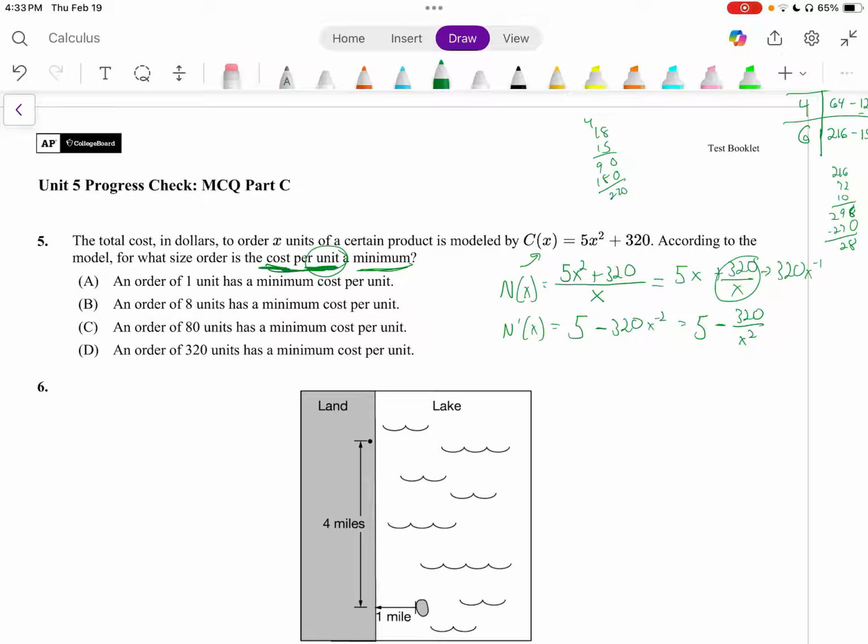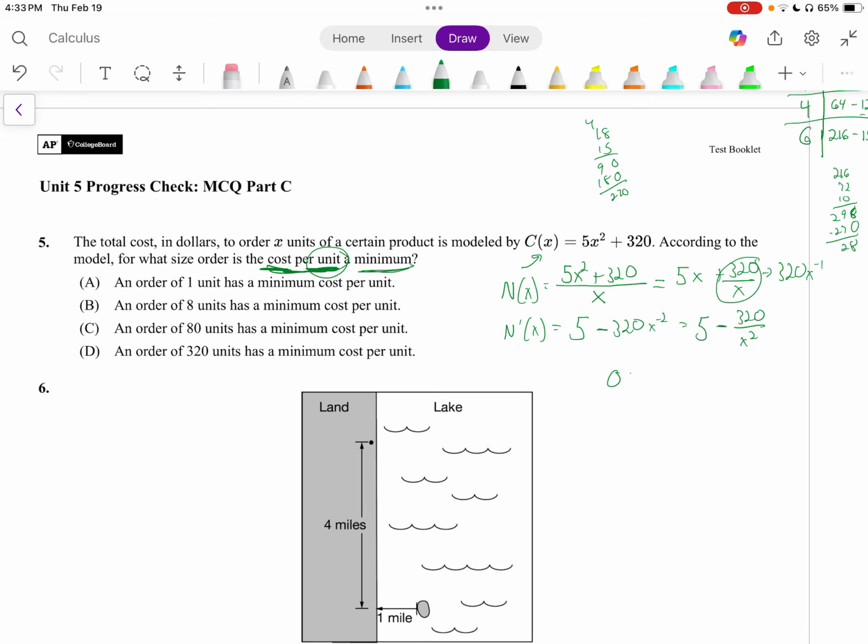Well, cost per unit, we obviously don't want to sell 0 units. We can't sell negative units. So kind of think of our domain as x is greater than 0. So x equaling 0 makes this undefined, but after that, we're okay. So let's set this equal to 0. So let's add the 320 over x squared to both sides, multiply both sides by x squared, divide by 5. So 320 divided by 10 is 32, so divided by 5 would be 64, or you could just divide it. And you get 64. So x equals plus or minus 8.